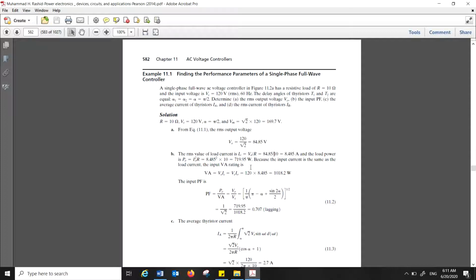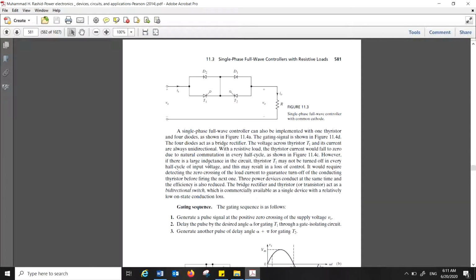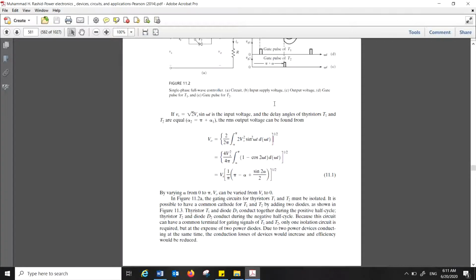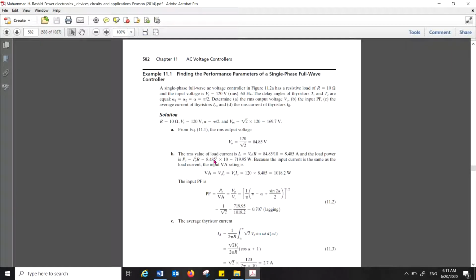The RMS load current is given by V naught over R, and the load power is given by I square R. Because the input current is the same as the load current, this is pretty important. Input current is the same as the load current. Entering current and leaving current are the same in all these basic circuits. It will make our life easier.